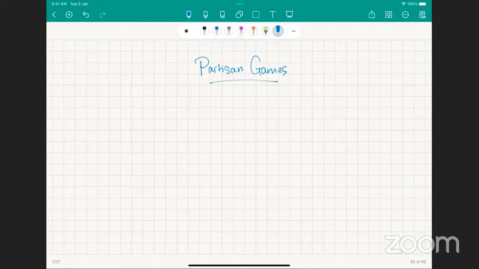So partition games are a little bit different from all the games that we have seen so far, which, if you recall, we have been calling impartial games. And the reason we have been calling them impartial games is that if I give you a game state, and this could be any abstract game right now, then it doesn't matter which player is playing, they have the exact same set of moves.